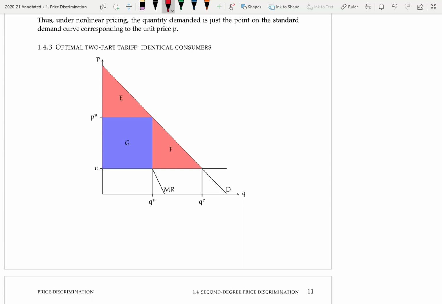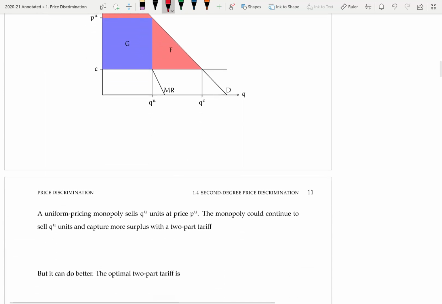So the best thing to do if the monopolist wants to sell QU and it's able to use a two-part tariff is to price at PU and charge an access fee equal to what would have been the consumer surplus, that is E. So on the next page, we have here the monopoly. If they want to sell QU, the best way to do that is to charge an access fee and a price, where the access fee is equal to that consumer surplus E when the quantity is QU, and a price equal to the uniform price there.